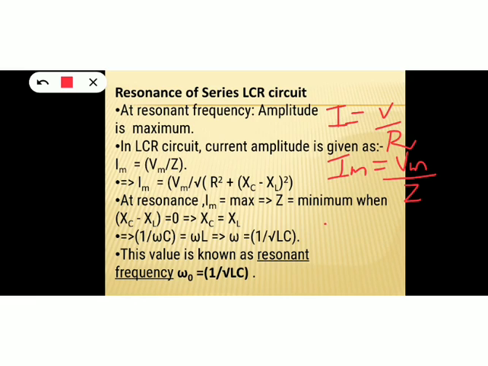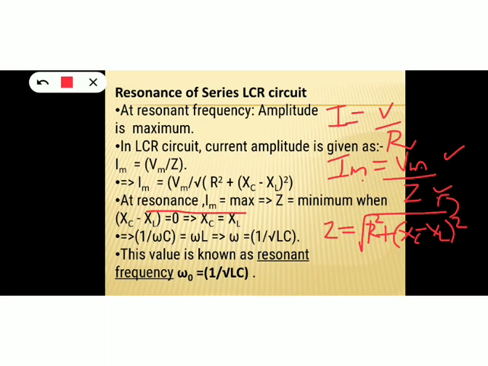For an LCR circuit, what is the expression for the impedance Z? The expression is the square root of R squared plus (XC minus XL) whole squared. Yesterday we had studied this expression. So what is the expression for Im now? Im is equal to Vm by Z. So instead of Z, substitute this expression here. You will get Im equal to Vm divided by the square root of R squared plus (XC minus XL) whole squared. Now at resonance, our current amplitude must be maximum.